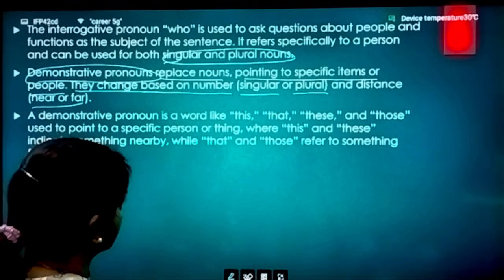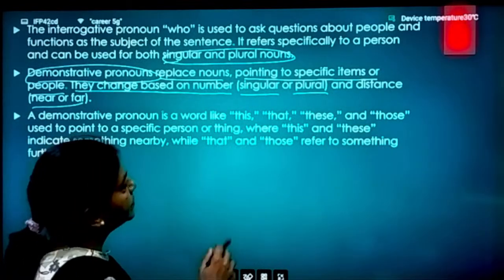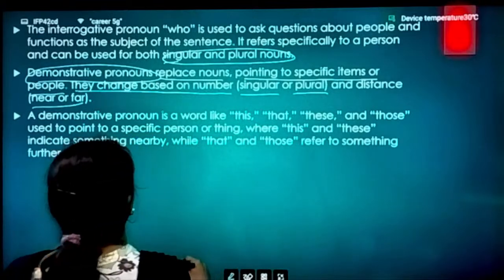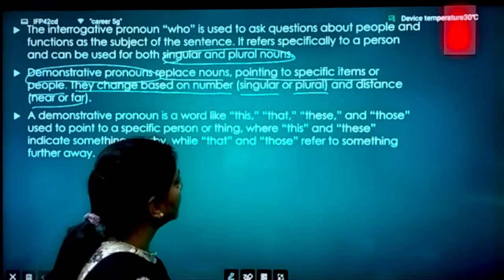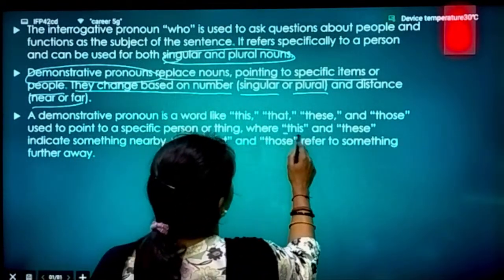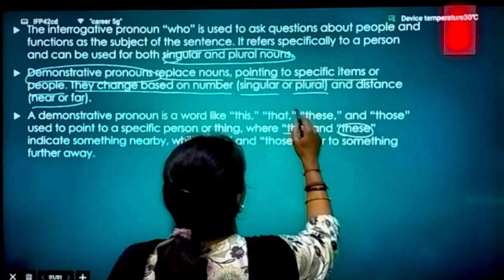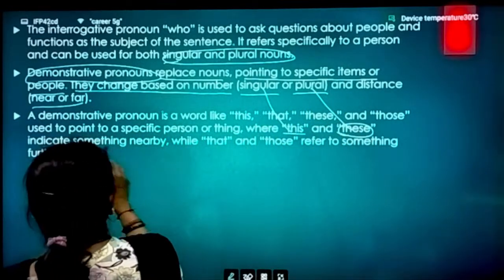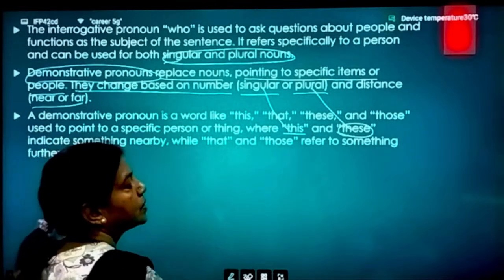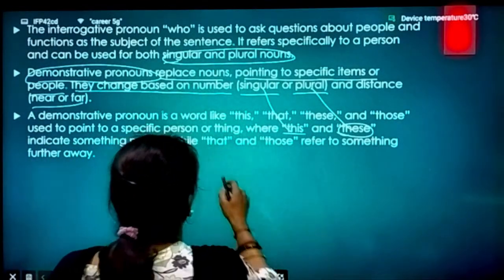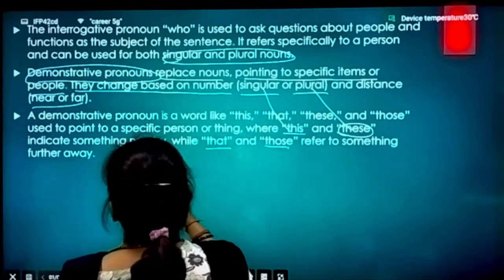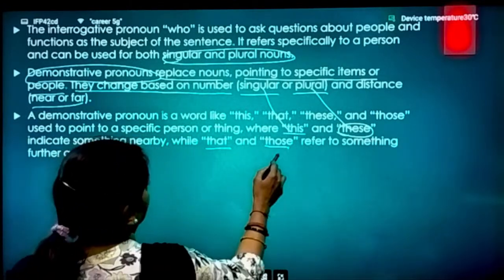It is a word like this, that, these, those, used to point to a specific person or thing, where this becomes these. This is the singular form, these is the plural form, and it indicates something nearby. While when things are nearby, we say this; that and those refer to something further away.